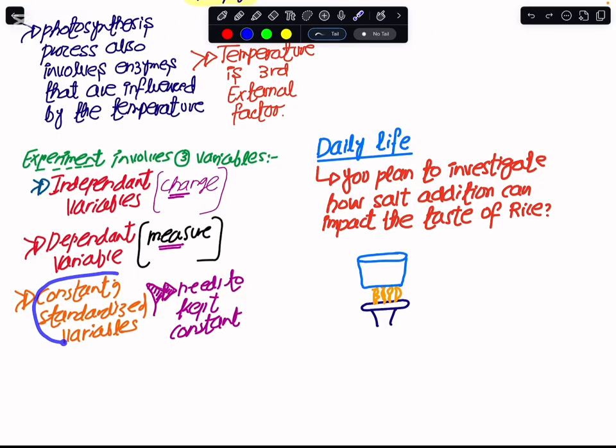As far as the constant or standard variables are concerned, I have to always keep them constant. I would not allow them to change, because if I allowed them to change, I could not clearly see the overall impact of the independent variable. Like, if I were to clear your concept of these three variables from a daily life example, say on one random day you have planned to investigate how salt addition can have an impact on the taste of rice.